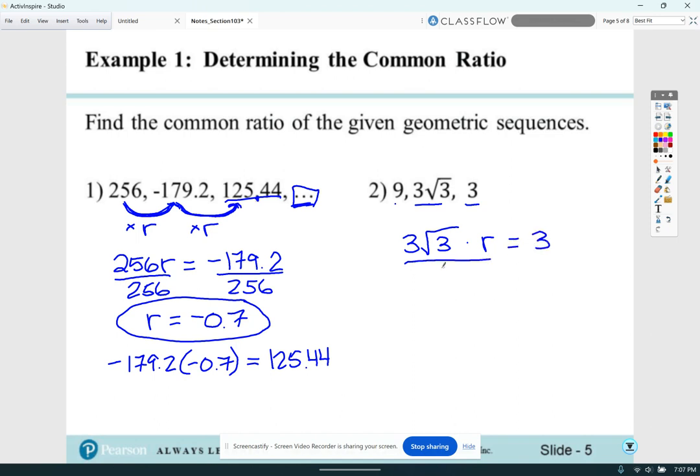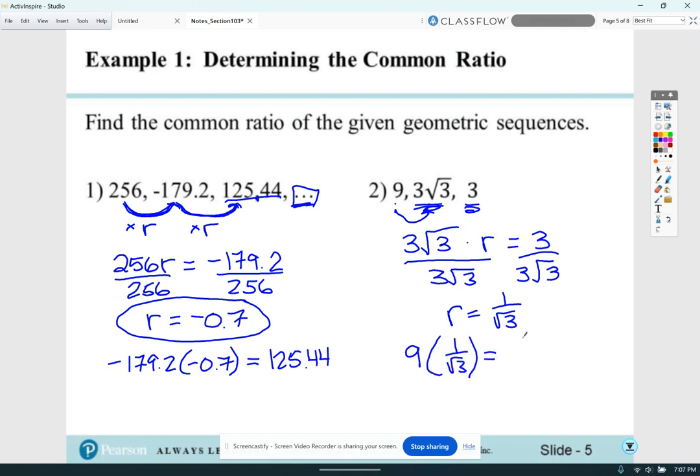So then I can divide both sides by 3 root 3 to get what the common ratio is. In this case, that's 1 over root 3. And that should hold then for, I did the second and third terms, but that should still hold for the first to the second term. So if I take 9 times that 1 over root 3, I should get 3.